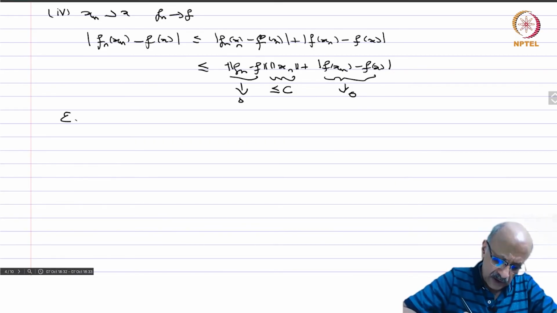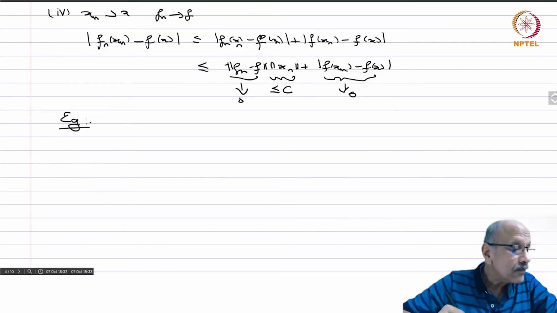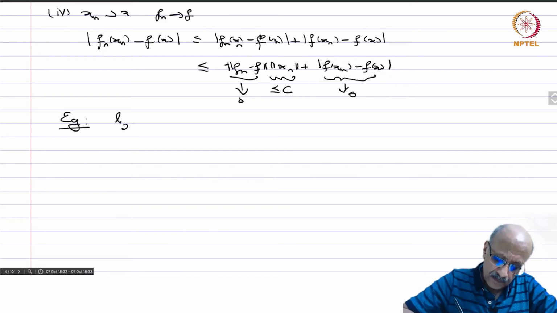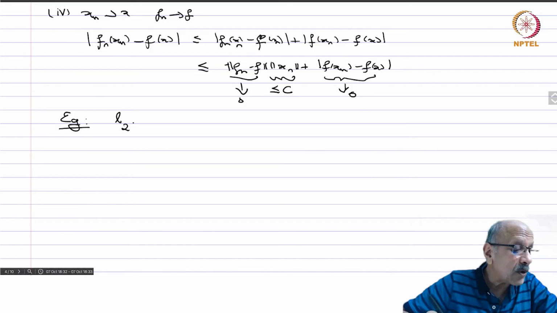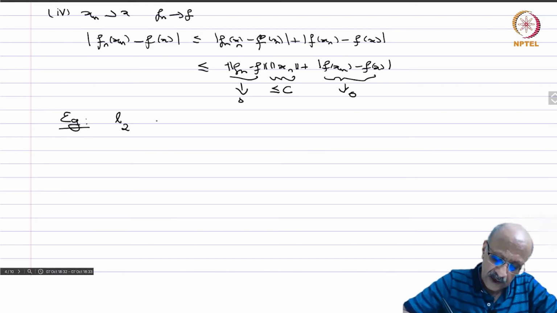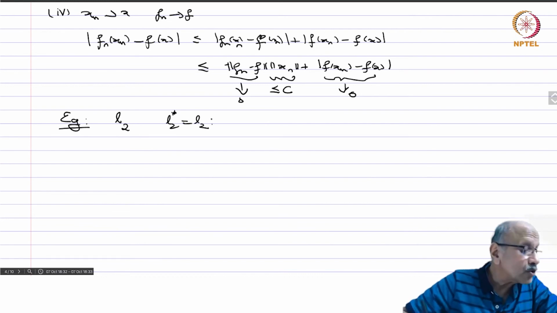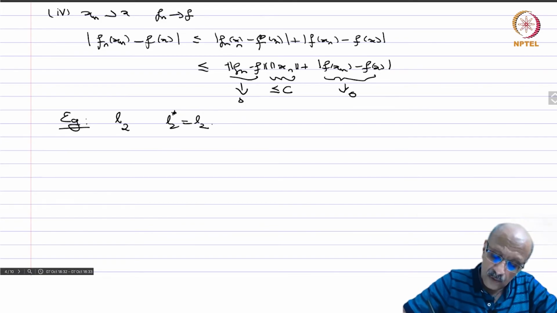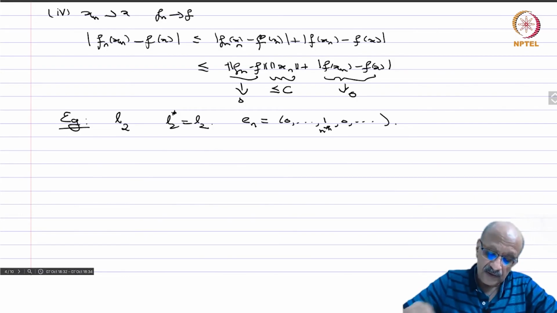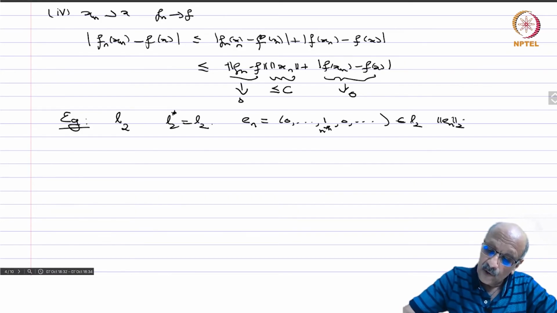So now let's look at an example. You look at little l2. So this is the set of all square summable sequences with the corresponding norm, and then you have that L2 star is identified with L2 in the usual way. Okay. So now you look at en to be equal to 0, etc., 1 in the nth place, 0 elsewhere. Take the sequence, this belongs to little l2, the norm of en in L2 is 1.